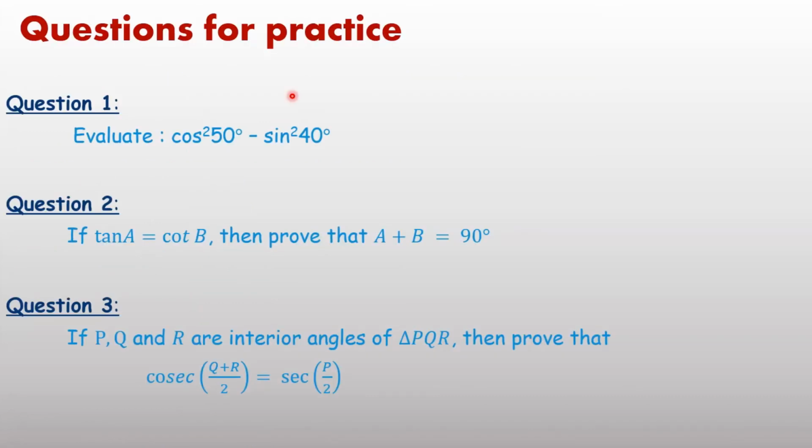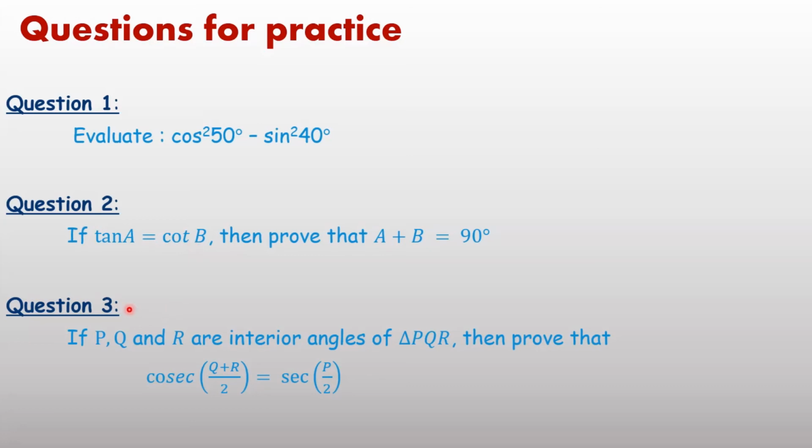Now, questions for practice. Question number 1: evaluate cos square 50 minus sin square 40. The sum of 50 plus 40 equals 90 degrees, therefore we can write any one angle as 90 minus the other angle. In question number 2, if tan A equals cot B, then prove that A plus B equals 90 degrees. Here cot B we can write as tan(90 minus B), and after that you have to solve. One example of the same type we have already discussed.